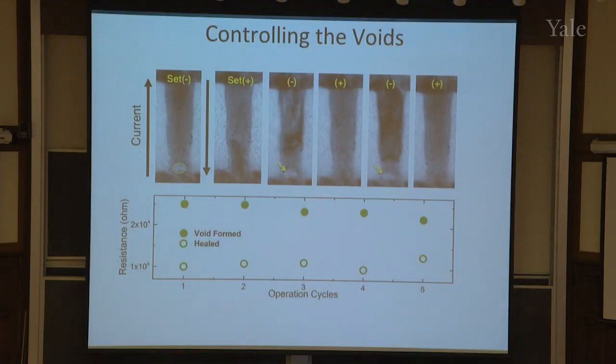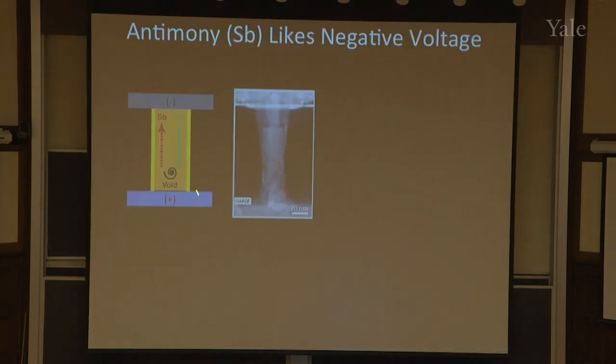So why is this happening? What is the mechanism that makes this happen? It turns out that antimony, when antimony is charged, it is a positively charged ion. It's called a cation. So because it's a positively charged ion, it likes to go to the negative electrode. Because the positive and negative charges attract each other. So our theory was, when I put a negative voltage here, then antimony likes to go up. And antimony moves much faster than the rest of the elements. Therefore, I form a void here.